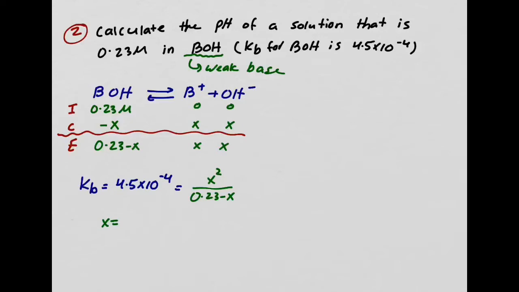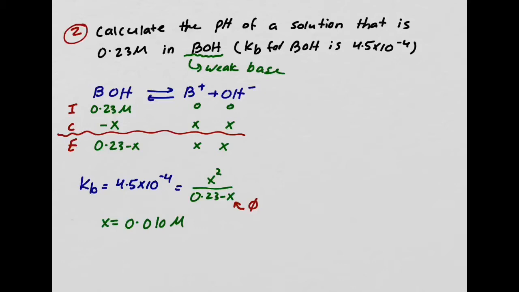Okay, so you probably assume that this x is 0, and you can do that because Kb is a small number, and whatever x is going to be will be so tiny compared to 0.23 that we can ignore it. So in that case, what do you get for x? What I got for x is 0.010 molar. So far so good.